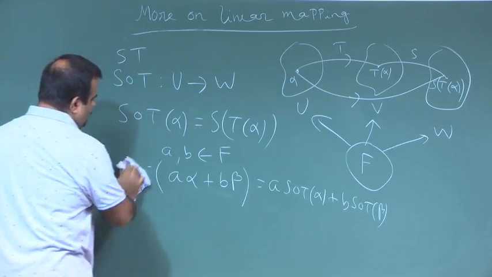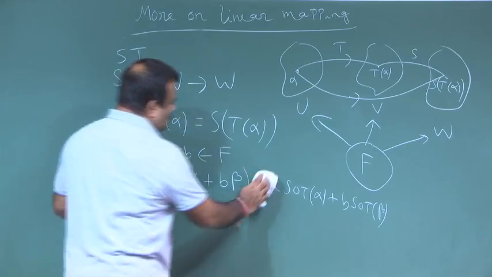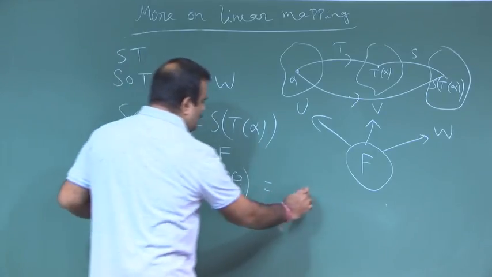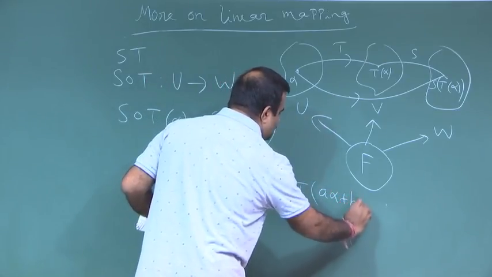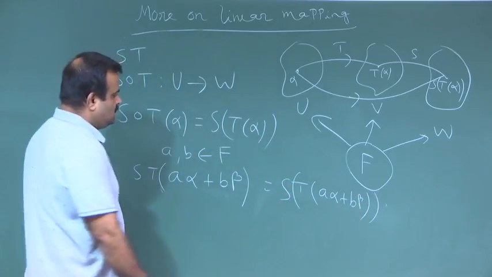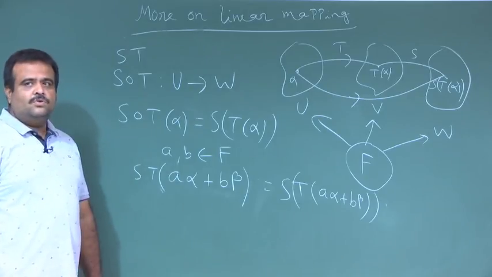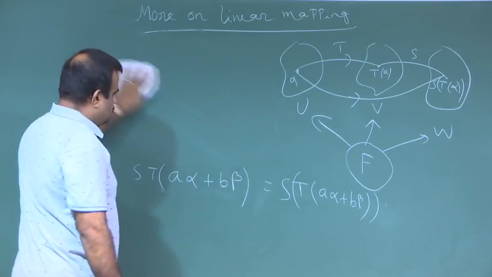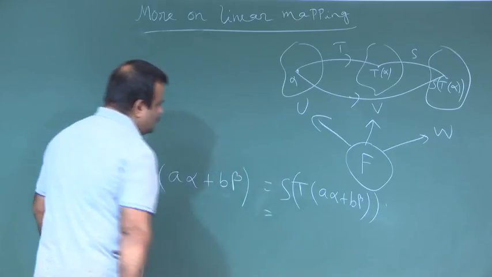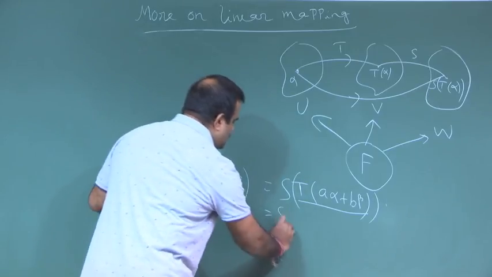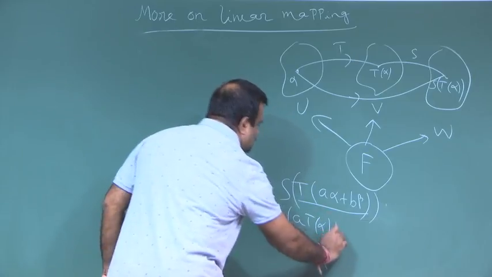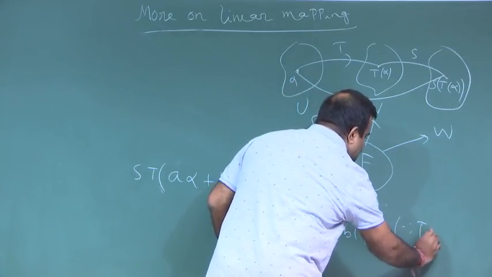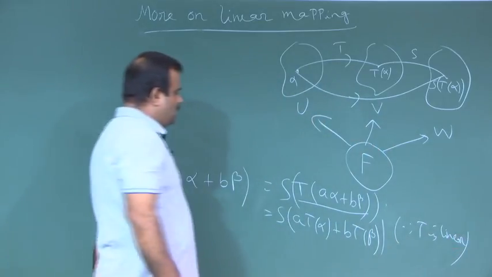So, let us try that. ST of a alpha plus b beta is, by definition, first we apply T on a alpha plus b beta, then we apply S on this. This is the composition of two mappings. Now, T is a linear mapping, so T of a alpha plus b beta can be written as a T alpha plus b T beta, since T is a linear transformation. By the property of linear transformation, we can write that.